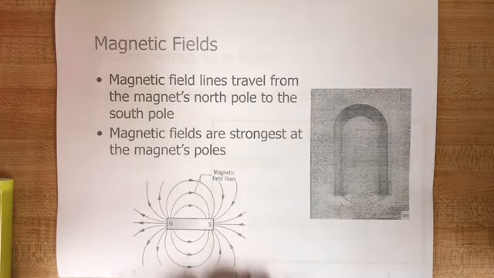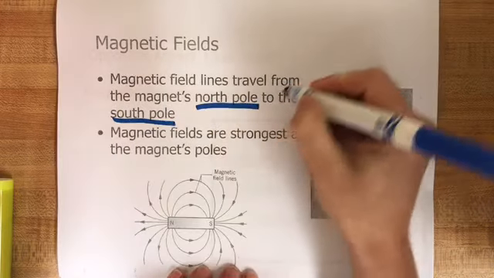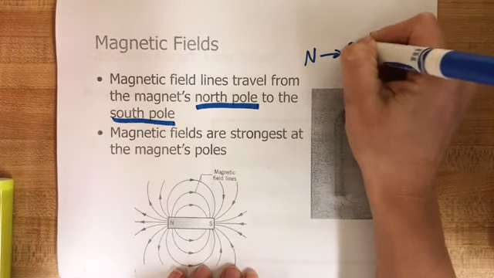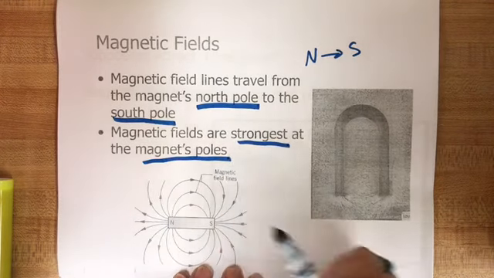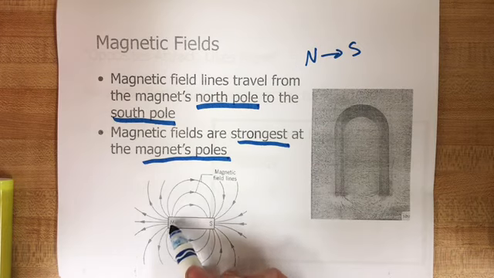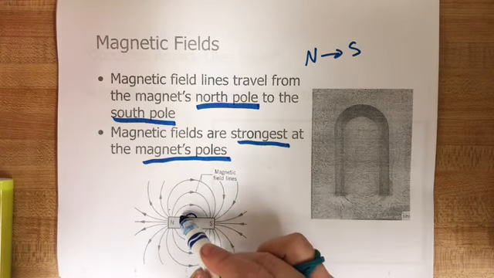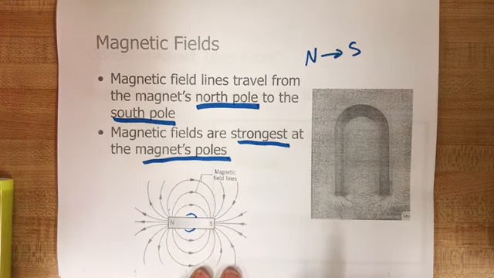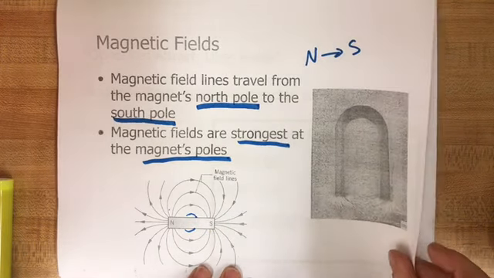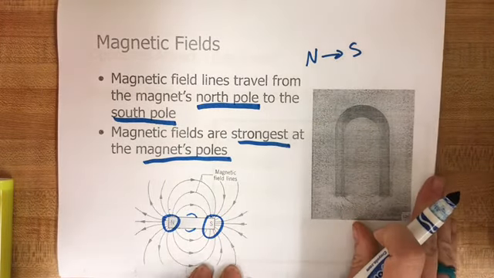Okay, so you need to know a little bit more about the magnetic field lines. They always travel from the north pole to the south pole. They are always strongest at the actual poles, so that's why you always see the lines coming out of the north going into the south, and the majority of the lines are going to come from here, and they're going to slowly get smaller, with more space between as you go towards the center of the magnet. Okay, so north to south, and they're strongest at the actual poles.